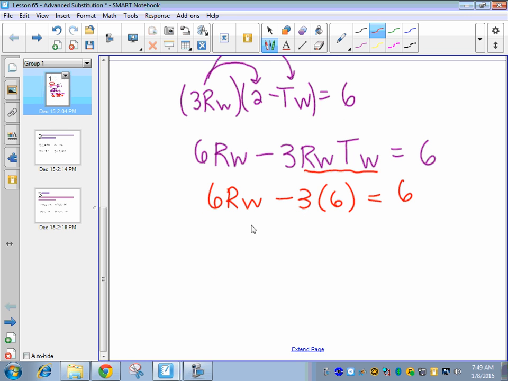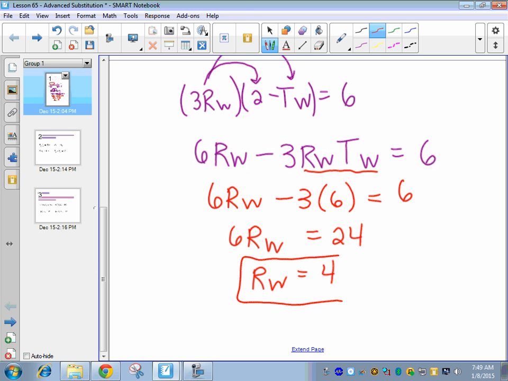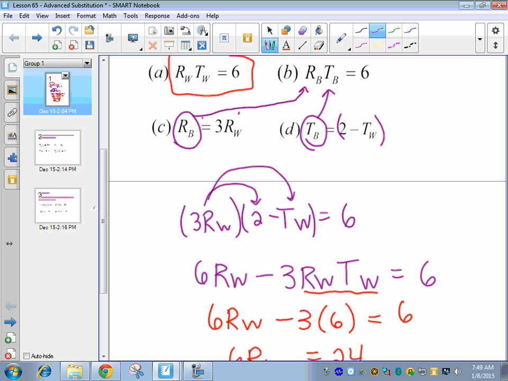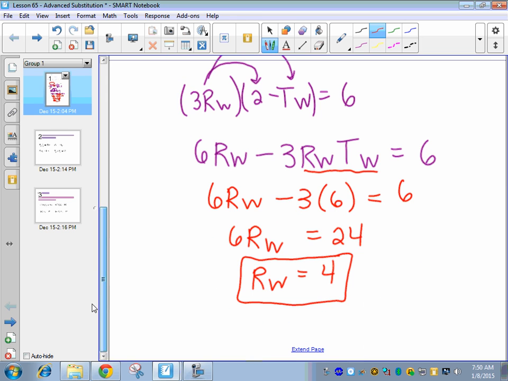All right, so this would be 18. I'm going to add 18 over to this side. So RW is 4. Okay. Once we know one thing, we're good to go, and we can start figuring out everything else. So if RW is 4 right here, then what does RB equal to? 12. Okay, 12. So RB equals 12.